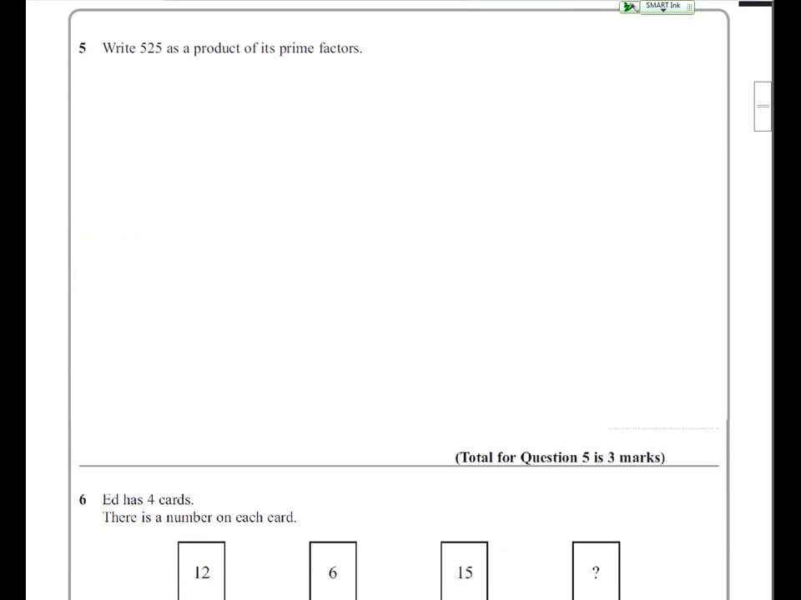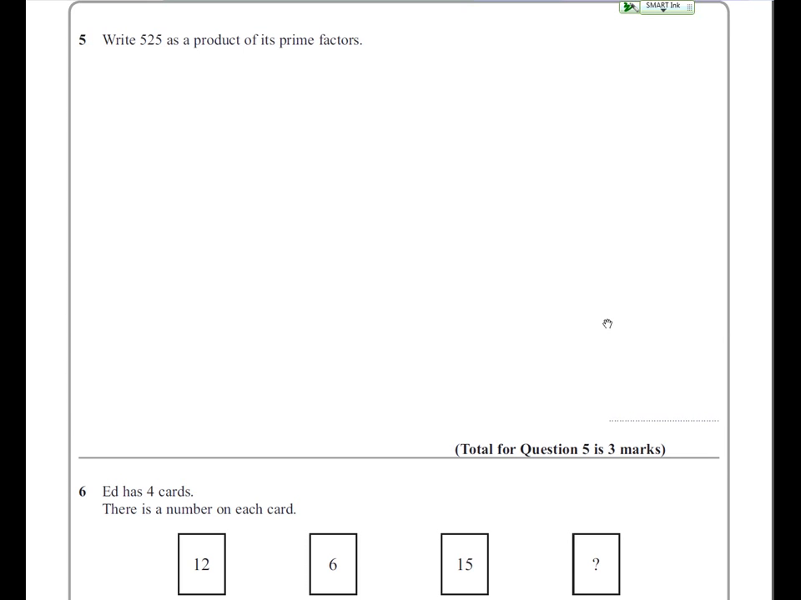Question 5. Write 525 as a product of its prime factors. Now, I know some of you look for an even number to divide by 2. Obviously, if it ends in 5, it's not even. So we want two numbers that multiply together to get 525. Now you know your 5 times table, it always ends in a 0 or a 5. So we know that one of these numbers is going to be 5. But we need to now know, what does it times by?